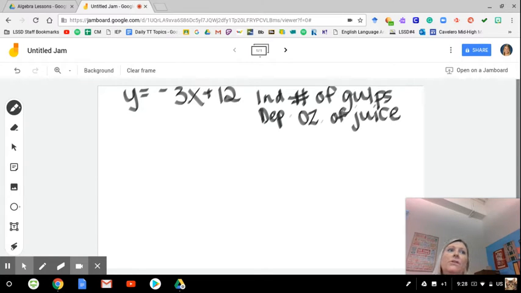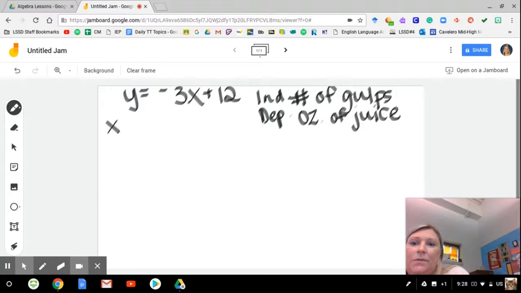B says the domain is 0, 1, 2, 3, and 4. What is the range? Remember, domain is our x values. So I'm going to go ahead and make myself a table of my x and y values, my inputs and my outputs, my independent and dependent variables. So it gives us our domain. Remember, domain is our inputs. So we're going to put 0, 1, 2, 3, and 4.